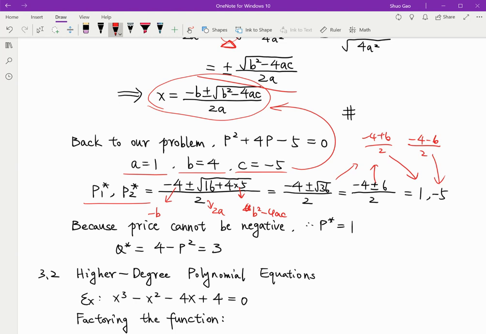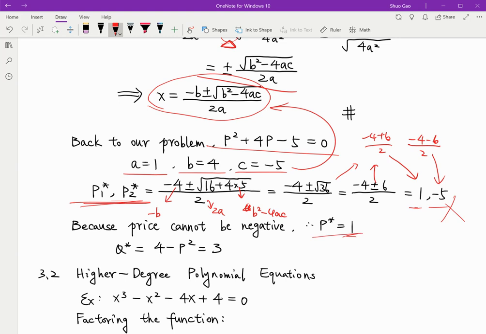So this is 1 and this is minus 5. Here we have two distinct roots, one is 1, one is minus 5. So we find the solutions to this equation, but it's not our problem yet, because our problem requires that the roots represent the price. The price cannot be negative, so we exclude the minus 5 root. The only one left that fits the problem is 1. So the equilibrium price should be 1.